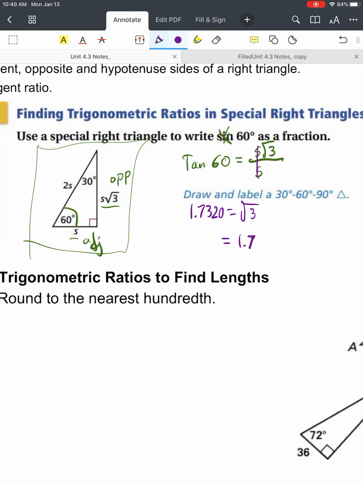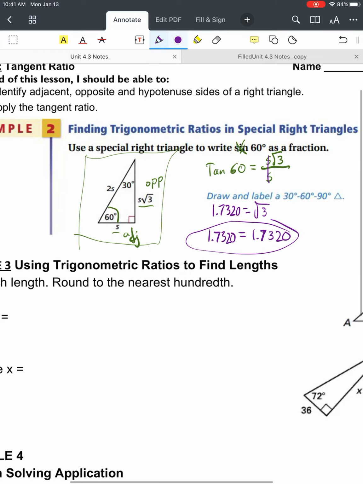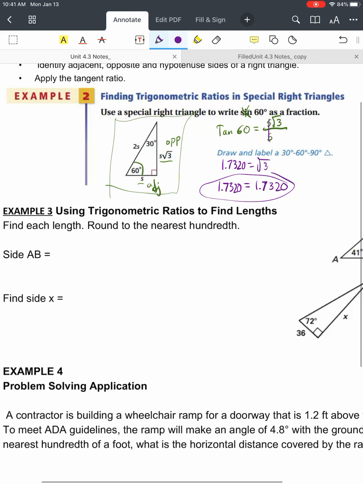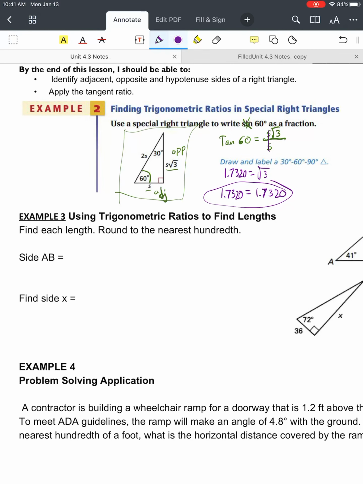So what we did was we just used special right triangles to prove this tangent ratio works. So I tricked you into a proof. Even though it didn't look like a proof, hey, we just did one. That's about as much proofs as we're going to get into this unit. So if that seemed really easy, then well, that was essentially the proof of the unit.